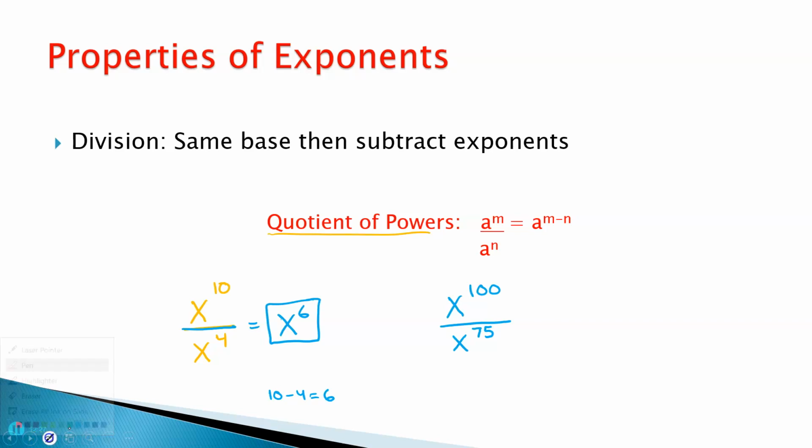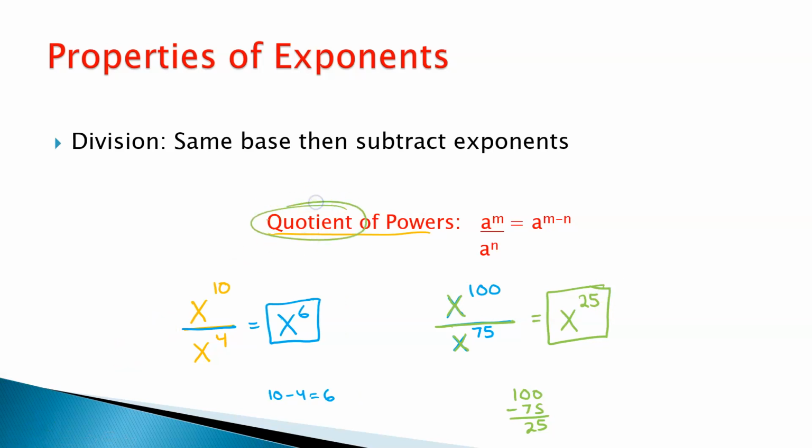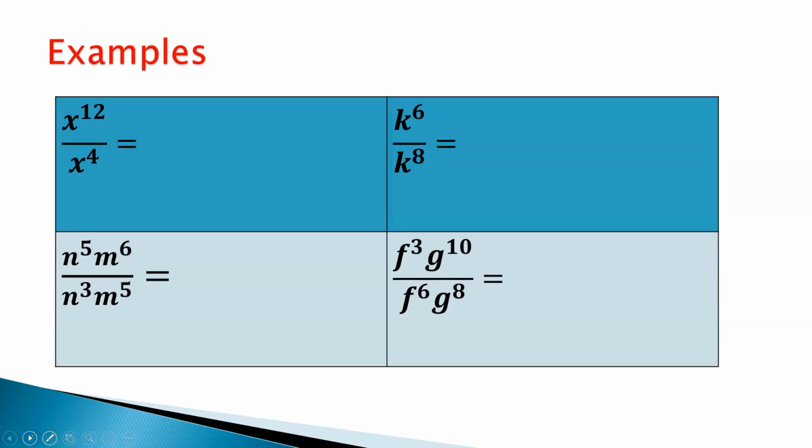What I can do is, if I realize that I'm dividing and that I have the same base, x and x, I can go ahead and subtract the top exponent, 100, minus the bottom exponent, 75, which would give me 25. The base stays the same, so this is x to the 25th power. So there you have it, guys. That's your new shortcut. That's your new property of exponents, what we call quotient. We want to be bougie. This is a fancy way to say divide. Quotient of powers.